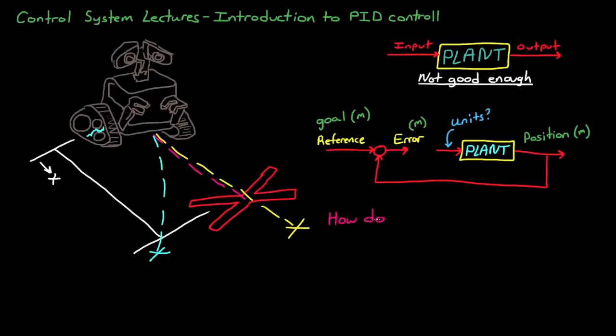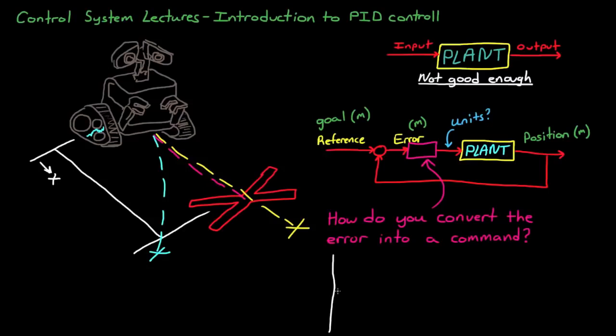And in addition to just changing the units, the error needs to be adjusted in such a way that the input into the robot causes it to eventually reach the red X. And this is exactly what a controller does. It takes the error signal and converts it into a command that is then sent into the plant. One of the goals of a control engineer is to design this controller so that as time progresses, the error, or the difference between the current location and the goal, is driven to zero.